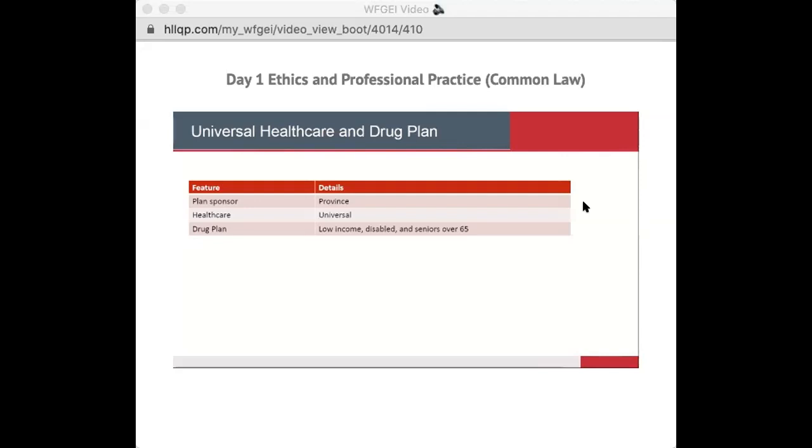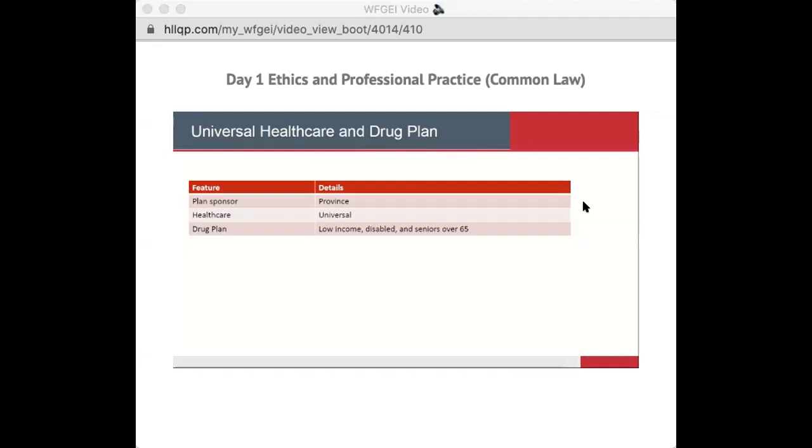It's not necessarily universal. Some provinces cover all your drugs and all that sort of stuff as well. Some provinces don't cover drugs outside of the hospital. Those you have to pay yourself and so on. So you do need to take a look at your respective province to see what drug plans are available.